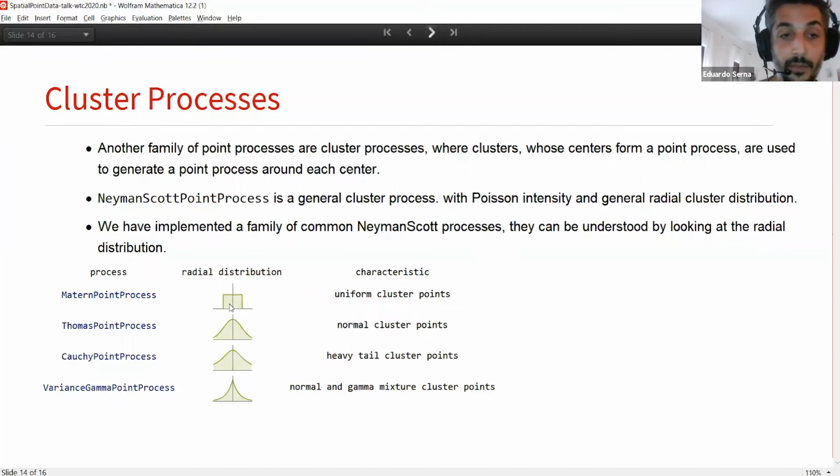So we have the Matern point process, which has a uniform radial distribution, so the points are uniform inside a circle around each seed. The Thomas point process is normally distributed radially. The Cauchy point process has a heavy tail, the Cauchy distribution, so the points can be much further away from the center. And we also have the variance gamma point process, which has a normal and gamma mixture for the radial distribution.